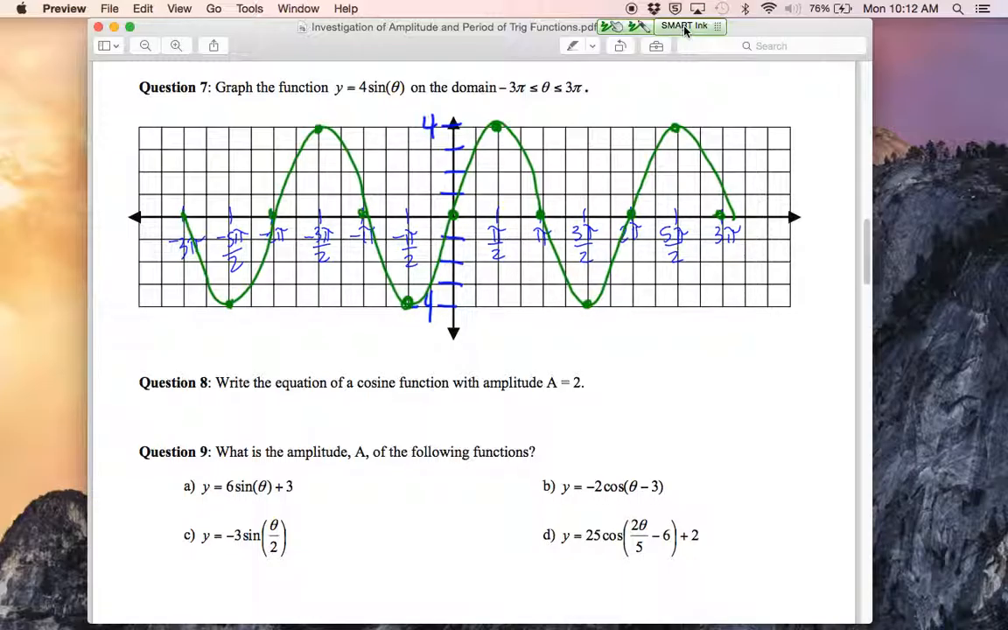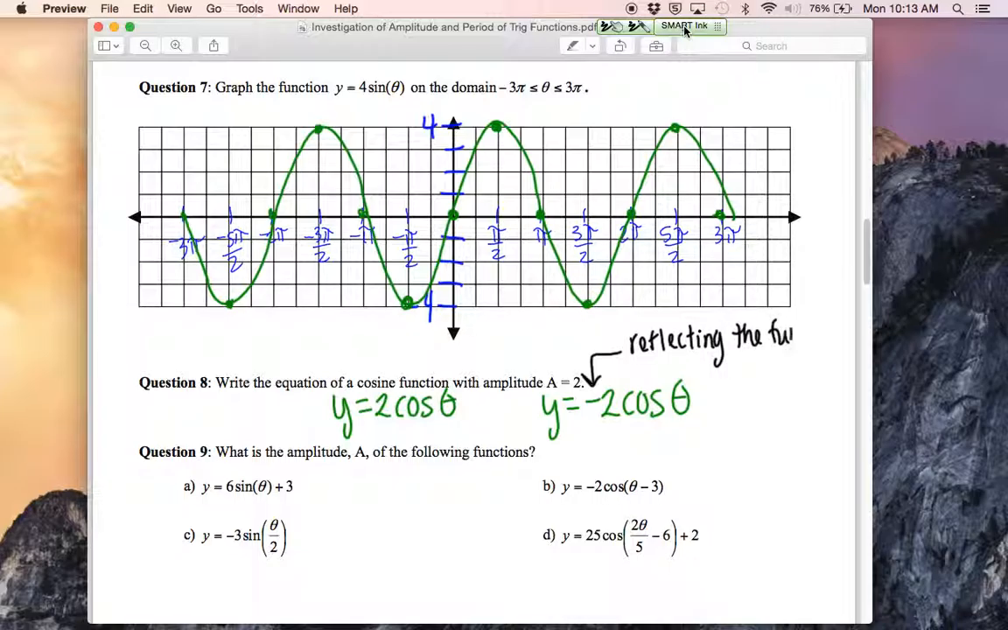So write the equation of a cosine function with amplitude A equals 2. Well, I could have y equals 2 cosine theta. I could also have y equals negative 2 cosine theta. So all this negative here is doing is reflecting the function down across the x-axis. It still has an amplitude of positive 2. Remember, amplitude is distance, it's always a positive number.